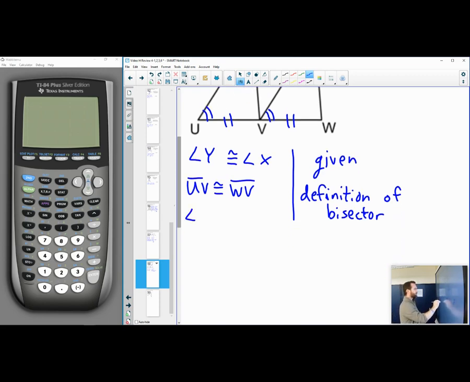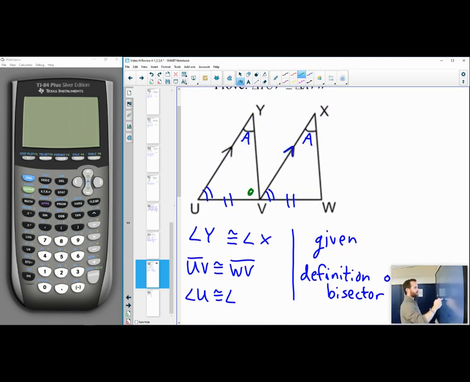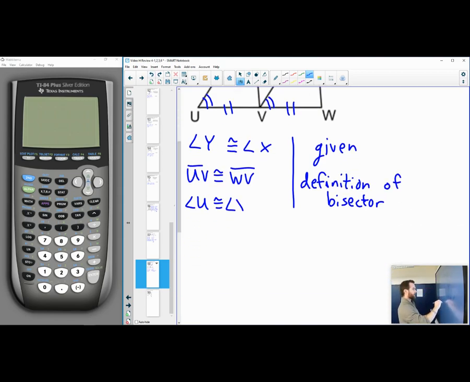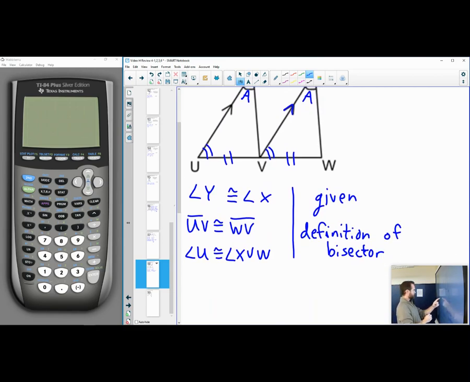I can say angle U is congruent to angle, and I can't say V because we've got 1, 2, 3 different angles that could be called angle V. So this one would be XVW. So I'm going to call it angle XVW. I'm going to check that name one more time to make sure I'm not making a small mistake. XVW looks good.